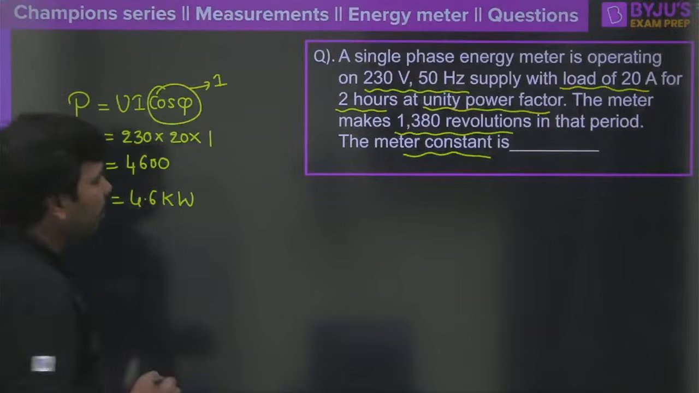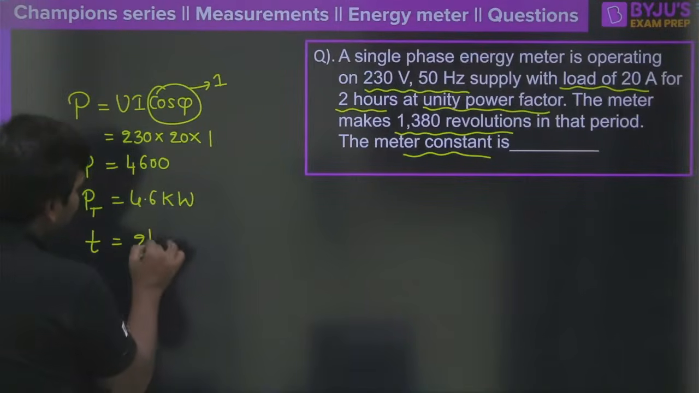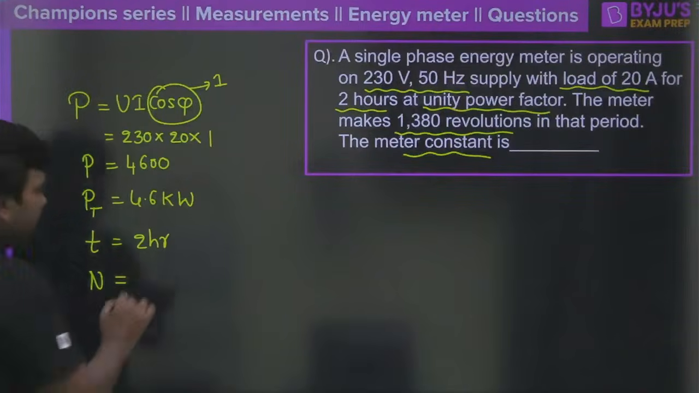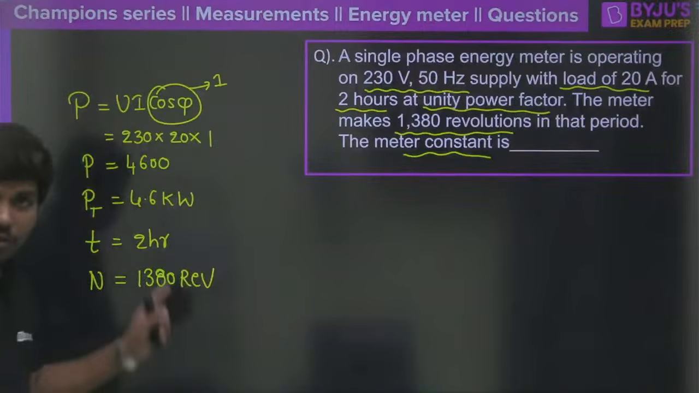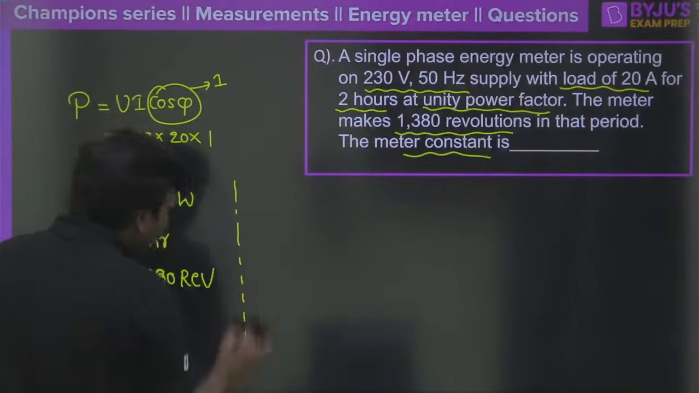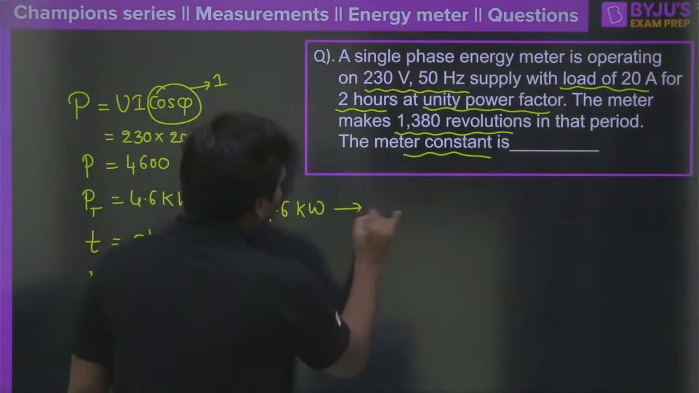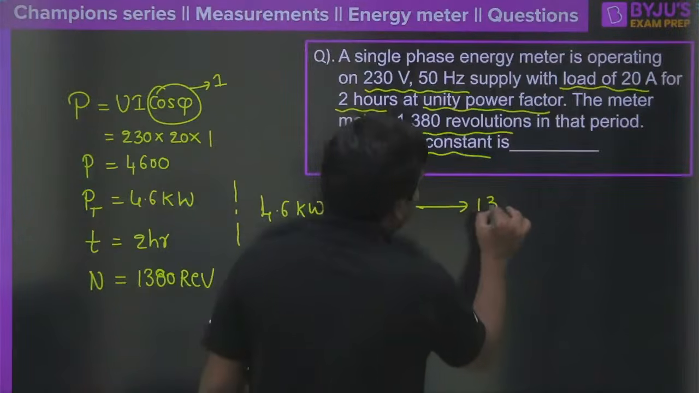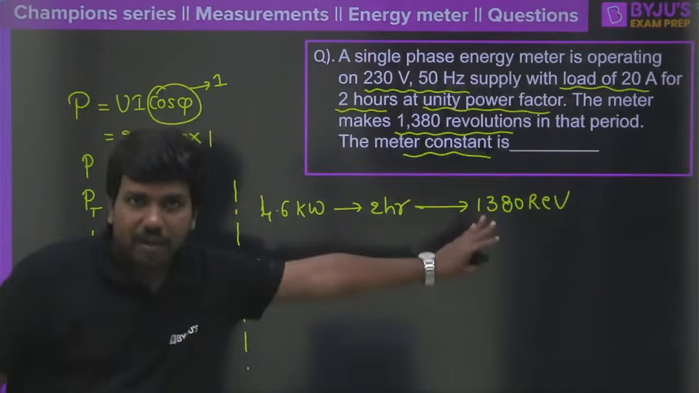So now moving ahead, 4.6 kilowatt is the power. In fact, that is the total power consumption. Now what is the total time here? Total time is 2 hours. And how many revolutions is it making? Number of revolutions, capital N, is equal to 1380 revolutions. Clear? Now the most beautiful point you must understand here is that 4.6 kilowatt power in 2 hours of time is making 1380 revolutions. Nobody can deny the fact here, correct?